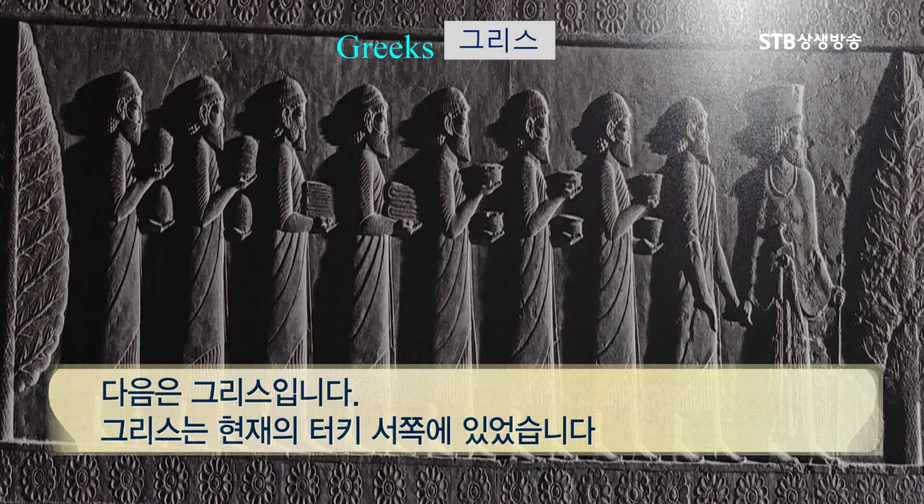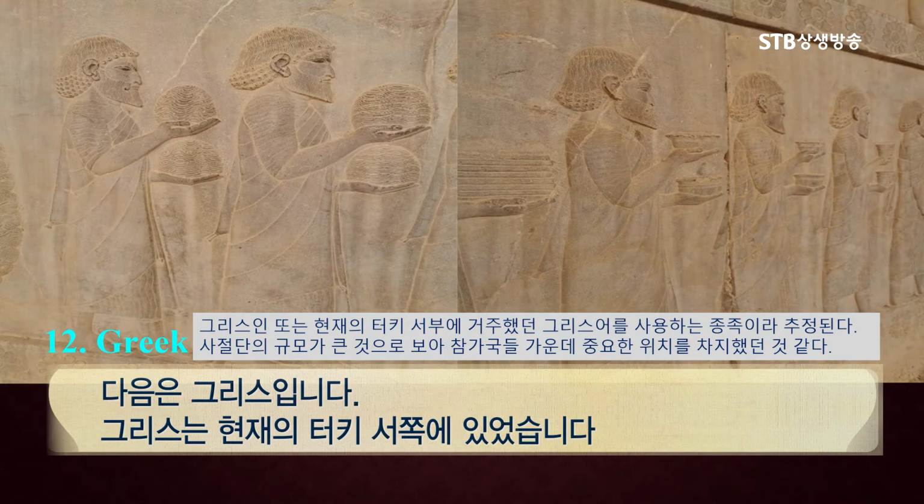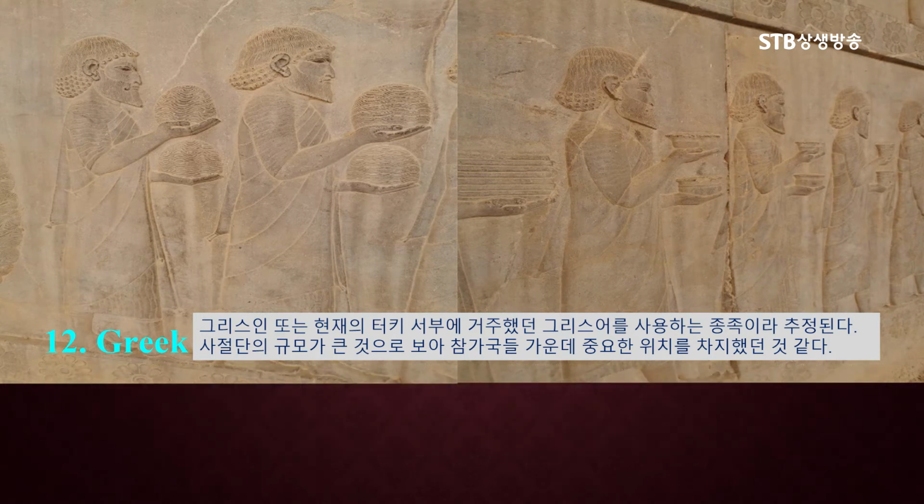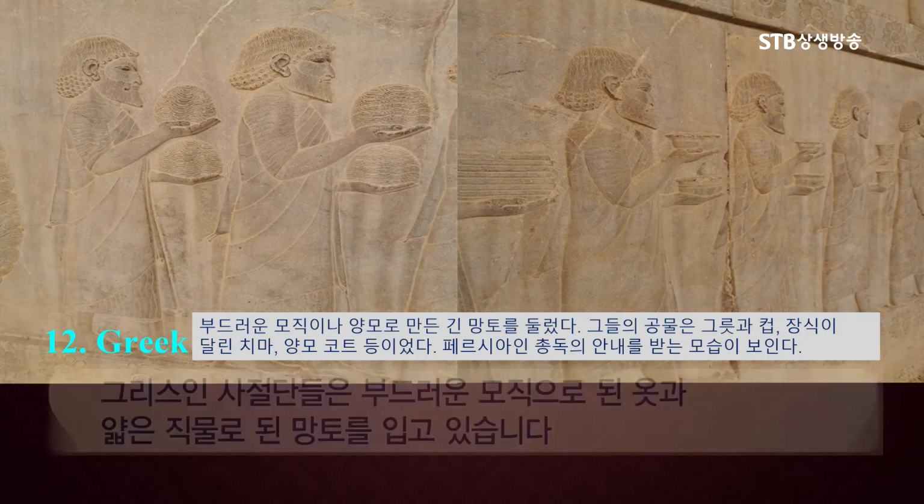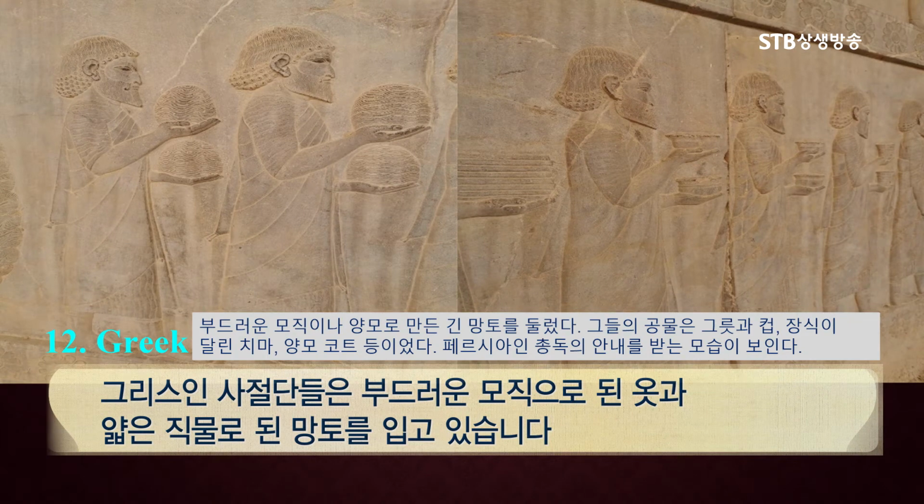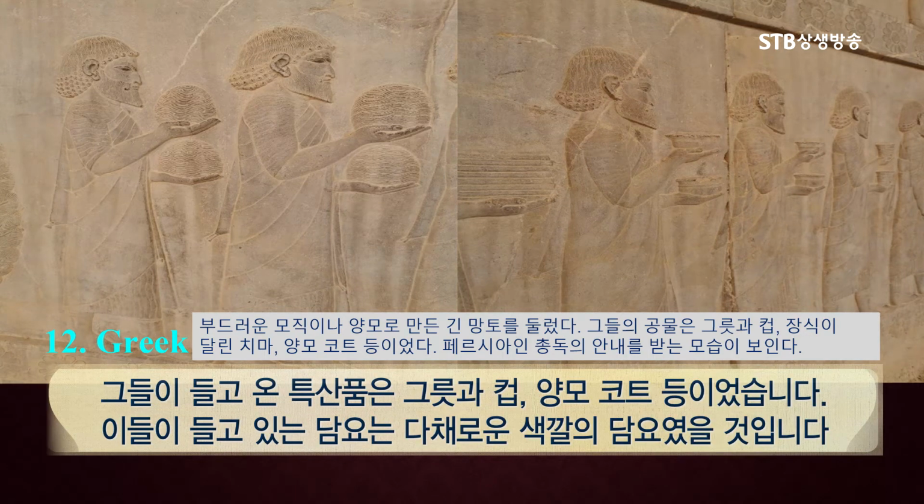The next, Greeks. Western Turkey, Western modern Turkey, ethnic Greeks or Greek-speaking people of Turkey. The large numbers wearing flannel and cloak with thin fabric. Their gift, including cups and bowls and vessels, woolen coat, and also floated fabric, this one and that one. Probably this type of textile are colorful blankets.